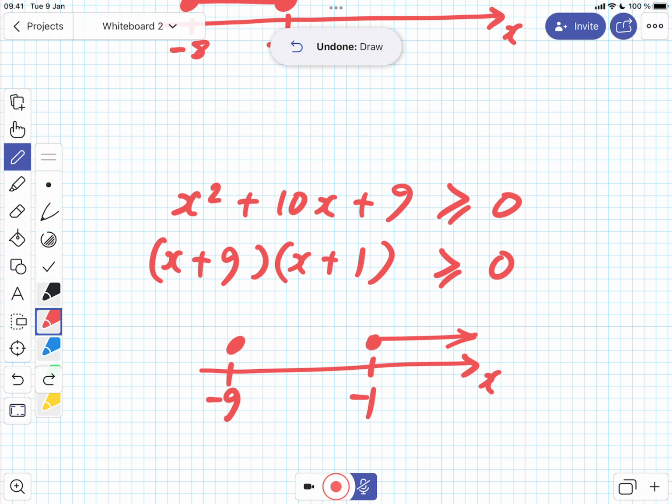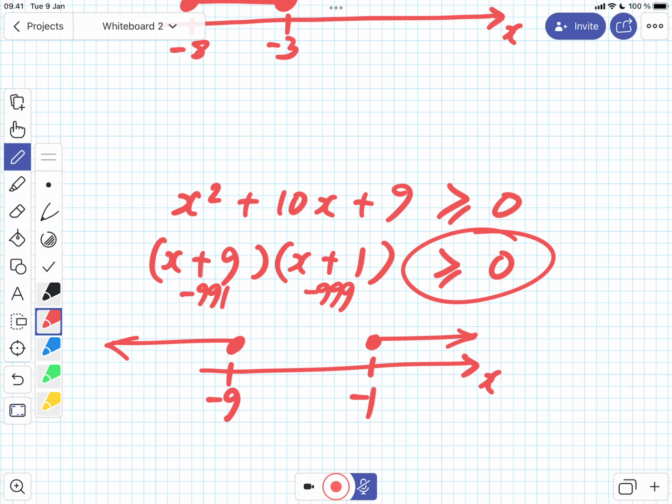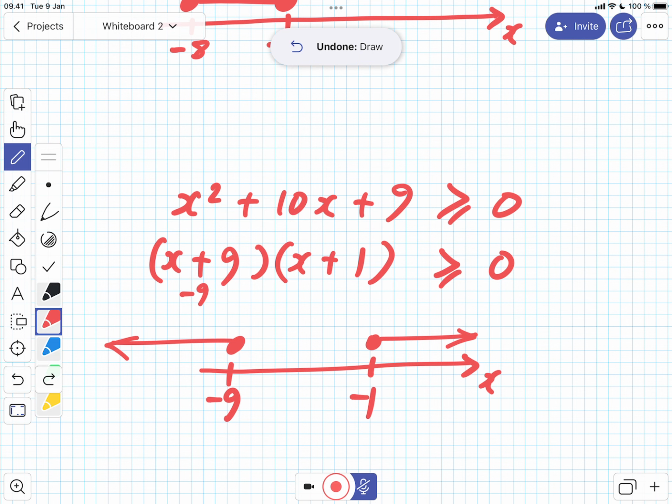And for a very big negative value, let's think of -1000. If x was -1000, you'd get -991 times -999. So you'd get a very big negative times another very big negative, which would give you a very big positive. So that would definitely be more than 0. So it looks like the inequality is satisfied above -1 or below -9.